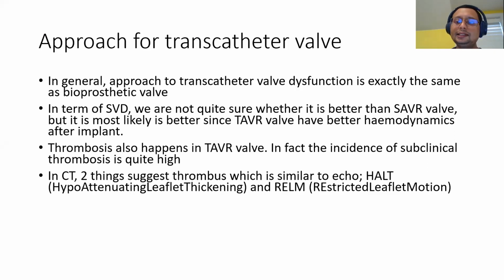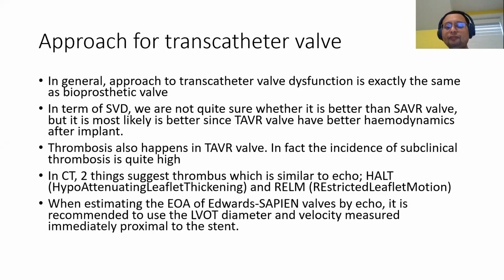Sometimes when you do a CT scan for transcatheter valve, it is even better to look for subclinical thrombus. So they have this acronym for you to look at subclinical thrombosis in CT scan. You look at two things. One is HALT, H-A-L-T, hypoattenuating leaflet thickening. And another one is RELM, R-E-L-M, restricted leaflet motion. So the combination of RELM and HALT suggests TAVR valve thrombosis.